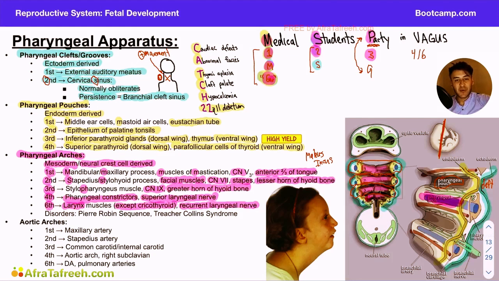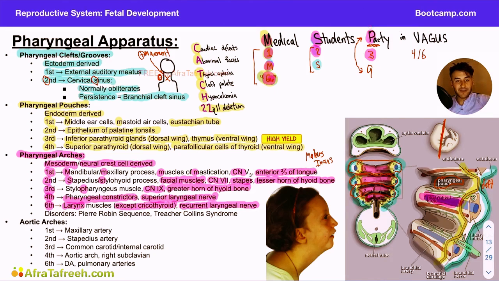Now you may be asking, what happened to arch number 5? That's a fantastic question. Arch number 5 actually just disappears during development, so it's something that we don't have to worry about. It makes our life kind of strange because we get to skip over 5, but it's normal for this structure to regress. We just have arches 4 and 6.